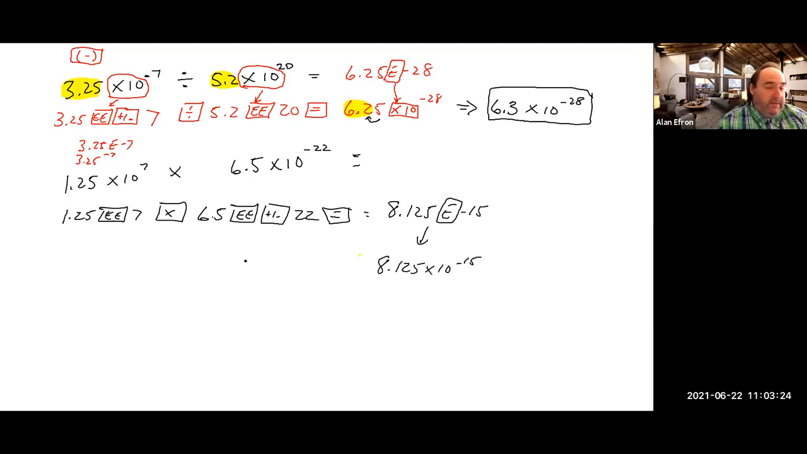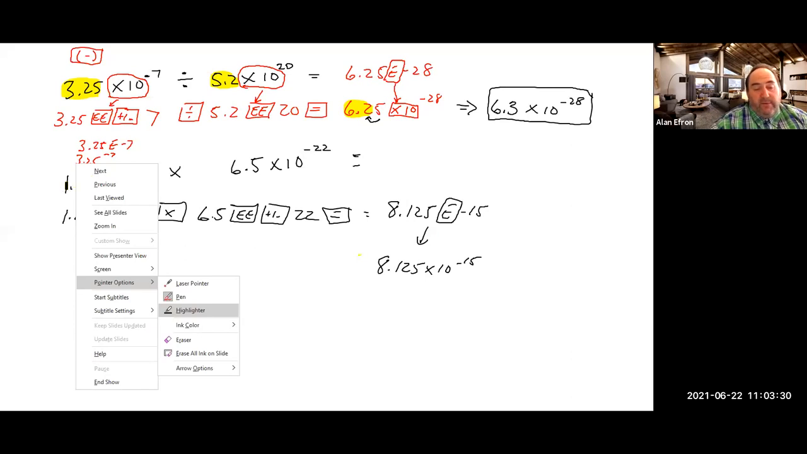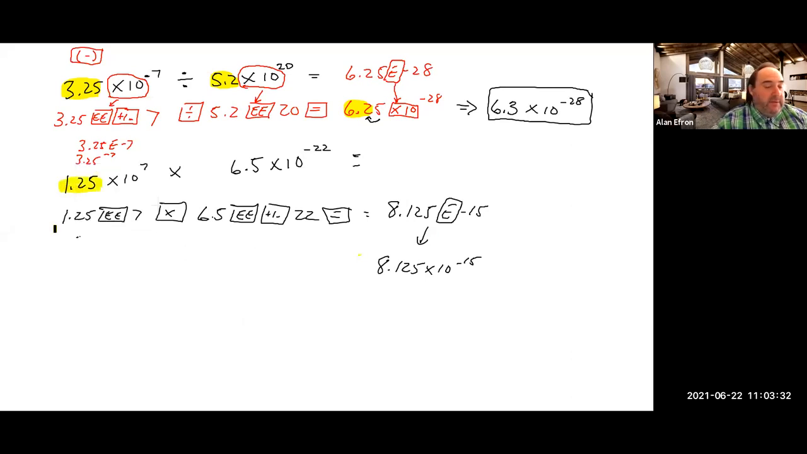And again, we do need to look at significant figures. Looking at this one, we are multiplying, which is why we're looking at sig figs. 3 significant figures there, 2 significant figures there, means my answer should be 2 significant figures here. That means the correct answer should be 8.1 times 10 to the minus 15.